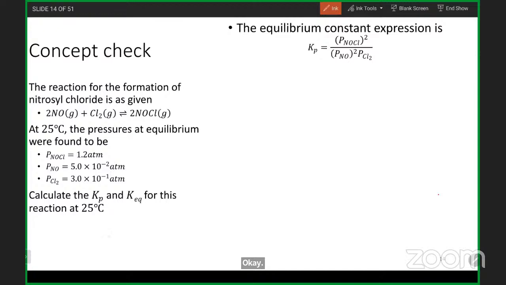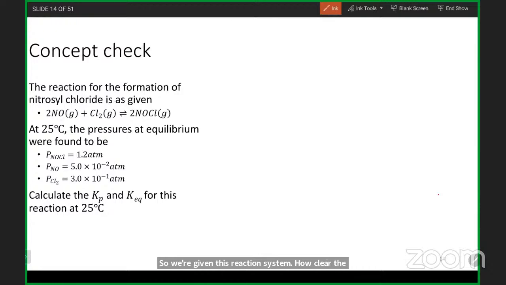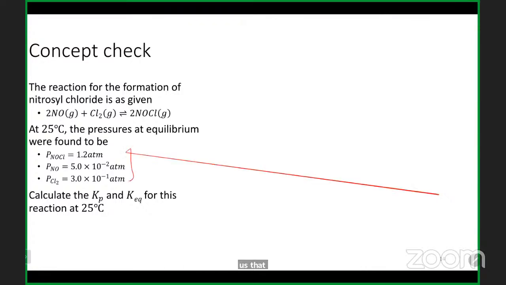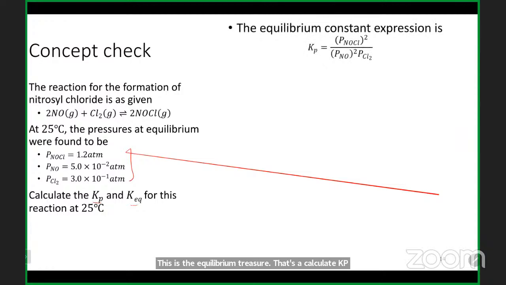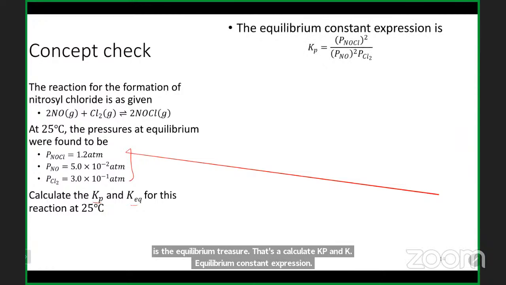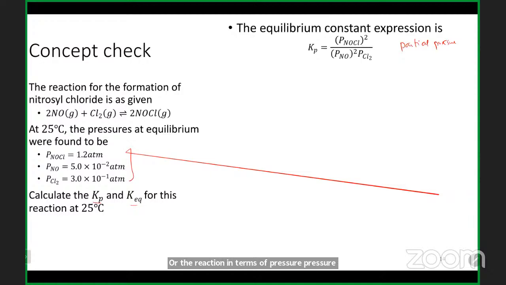So we're given this reaction system. The reaction for the formation of nitrosyl chloride is given as that. These are the equilibrium pressures. We have to calculate Kp and K equilibrium. The equilibrium constant expression for the reaction in terms of partial pressure is as given.